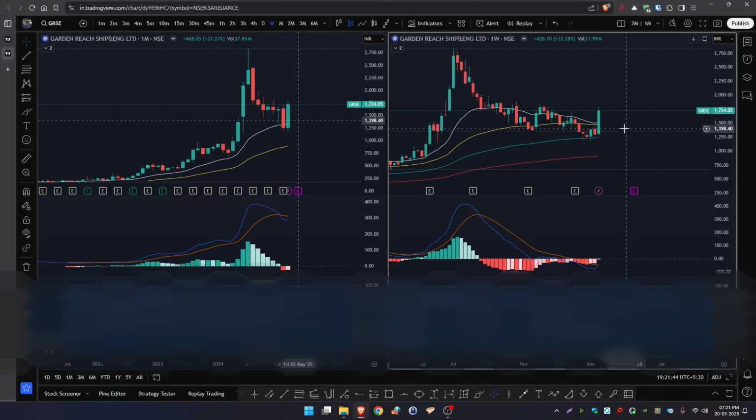So today we'll be learning how to create filters based on visual cues. Now we have two charts over here. We have the monthly and the weekly. We'll only focus on the weekly for now.